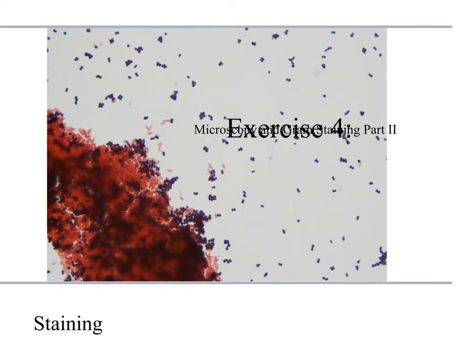Right, part 2 of exercise 4 here. We're going to concentrate on actual staining. I'm going to talk a little bit about staining in general first, and then more specifically about the gram stain. I'll come back to this first picture because this is hopefully what your gram stain will look like today.